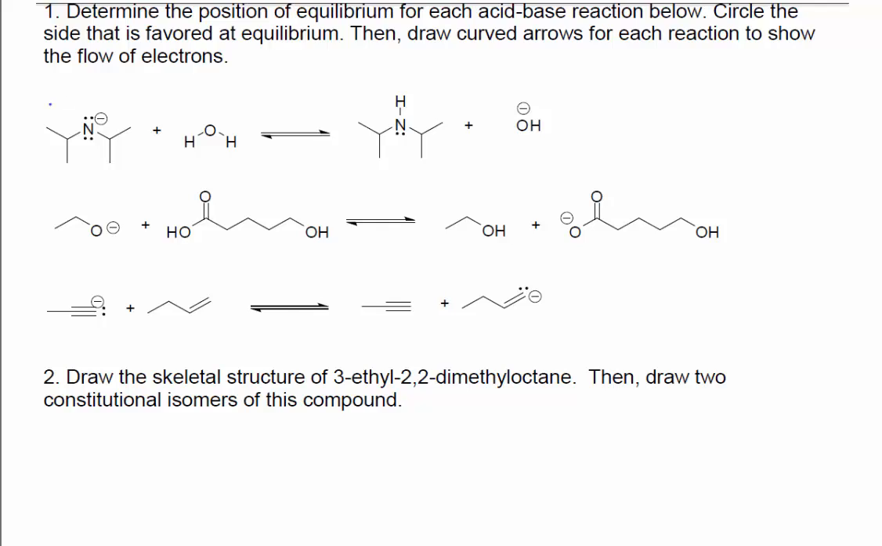This is the key for homework 2. We're asked to determine the position of equilibrium for these three equilibria and their acid-base reactions. So we want to circle the side that's favored at equilibrium. We want to, of course, evaluate the stability of the two bases.